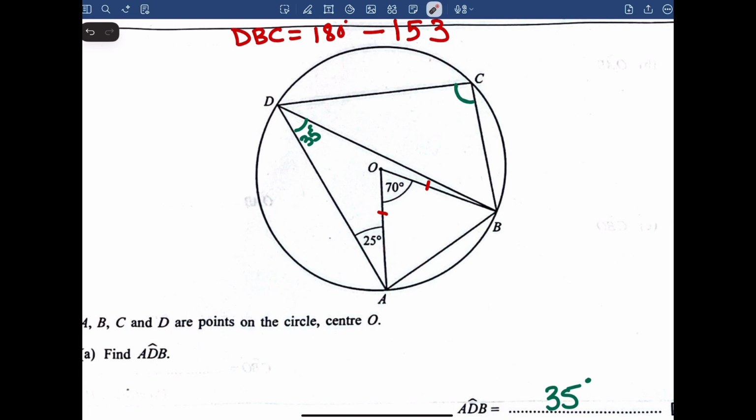Let's focus on the triangle OAB. It is an isosceles triangle, which means this angle and this angle are equal.